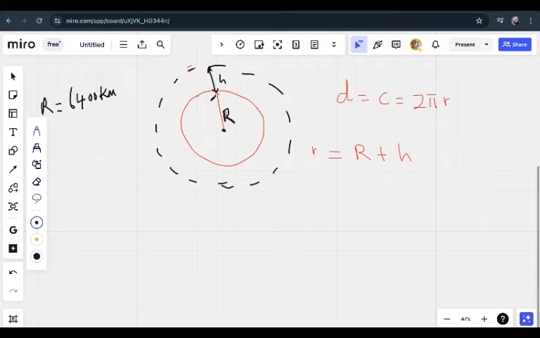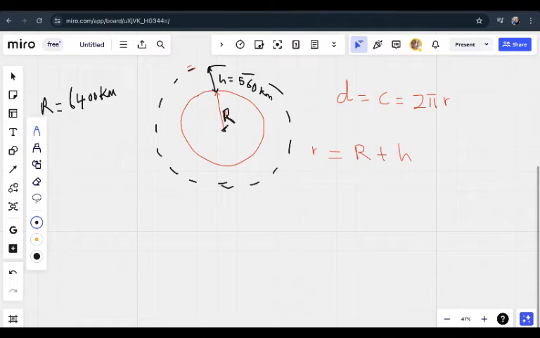Now, they've told us the height of the object. The height at which it is orbiting above the Earth is 560 kilometers. When they ask you to calculate the orbital radius, you simply say the orbital radius, small r, is the whole distance from the center.